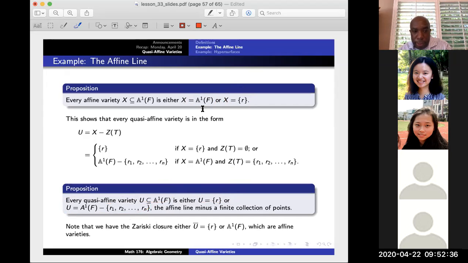But look, in both cases, if I were to look at the Zariski closure, in the first case, I just get back that affine variety of 1 point. And in the second case, I get back the affine line. So what's happening here is that in both cases, the Zariski closure is an affine variety. All right, so this is what's happening when we're dealing with the affine line. We know exactly what affine varieties look like, we know what quasi-affine varieties look like, and we even know something about the Zariski closure of these things. Okay, all right, any questions on any of this today?